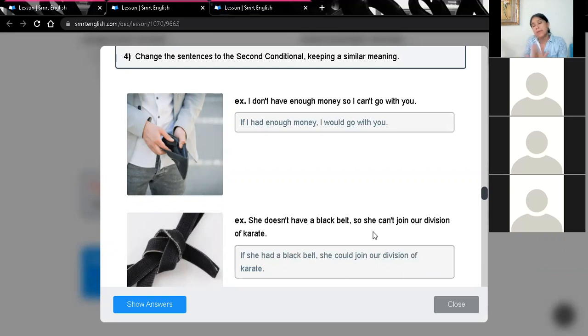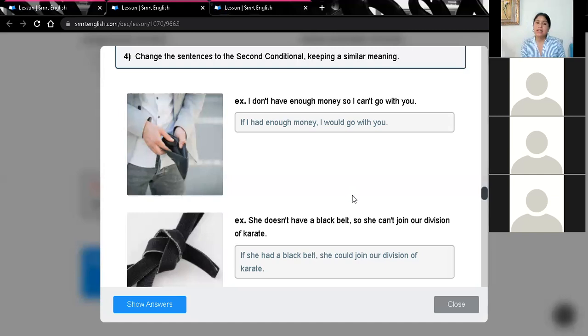I will have to say the opposite using the second conditional, right? For example, it says in here, I don't have enough money, so then I'm going to say, if I had enough money, and then it says, I can't go with you. So here it's negative, I will say a positive. I would go with you. If I had enough money, I would go with you. This is impossible, so it means the same as this one.